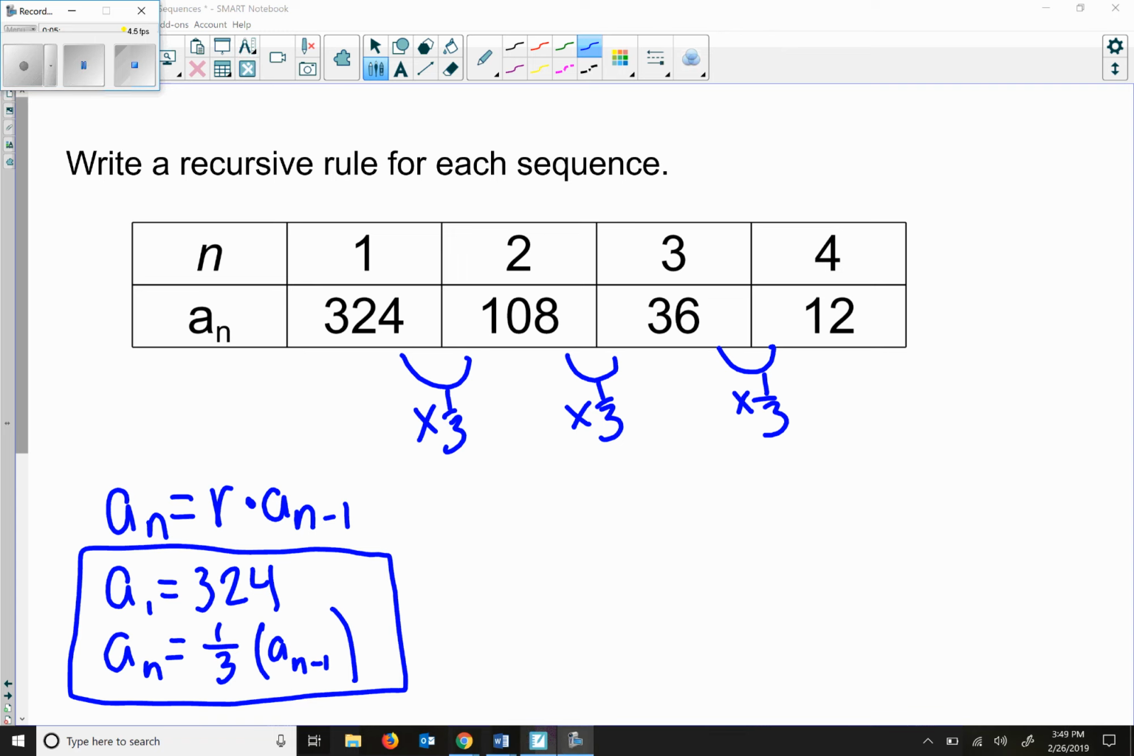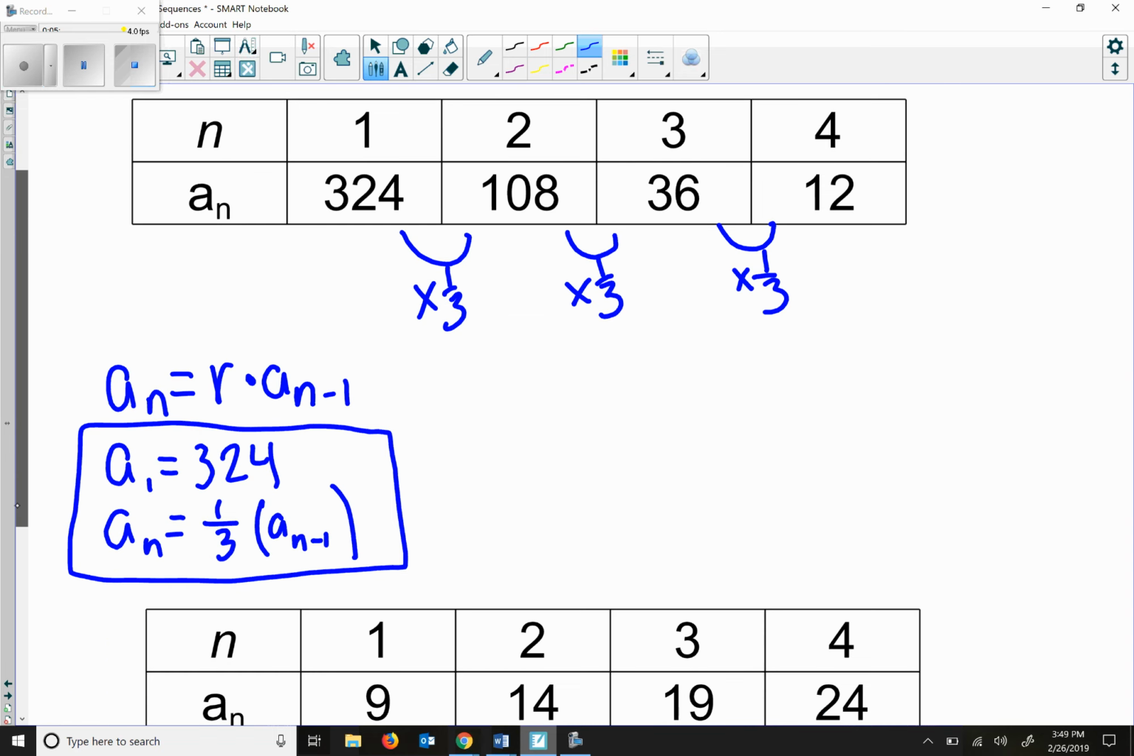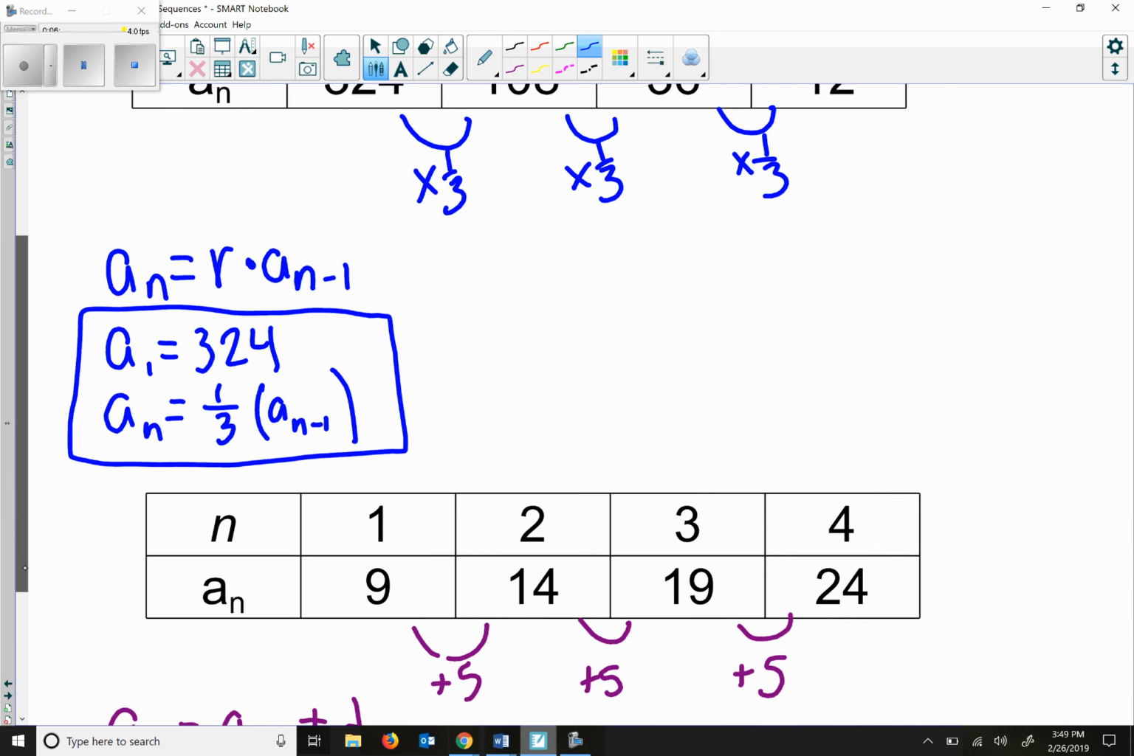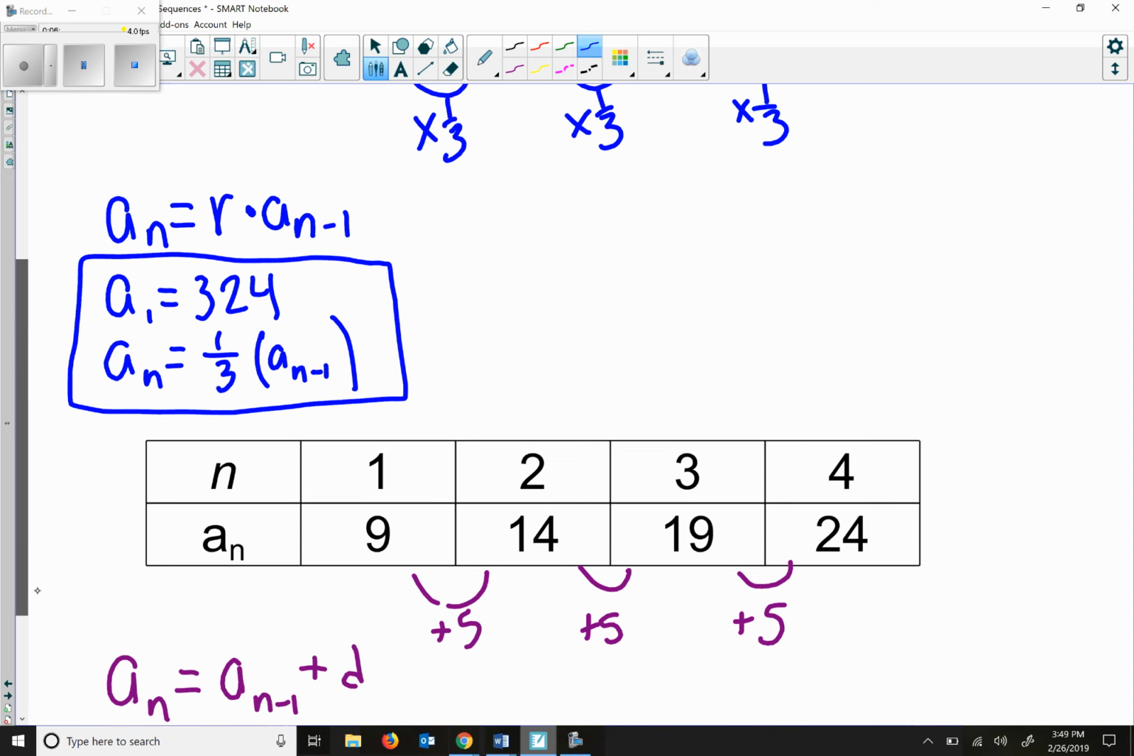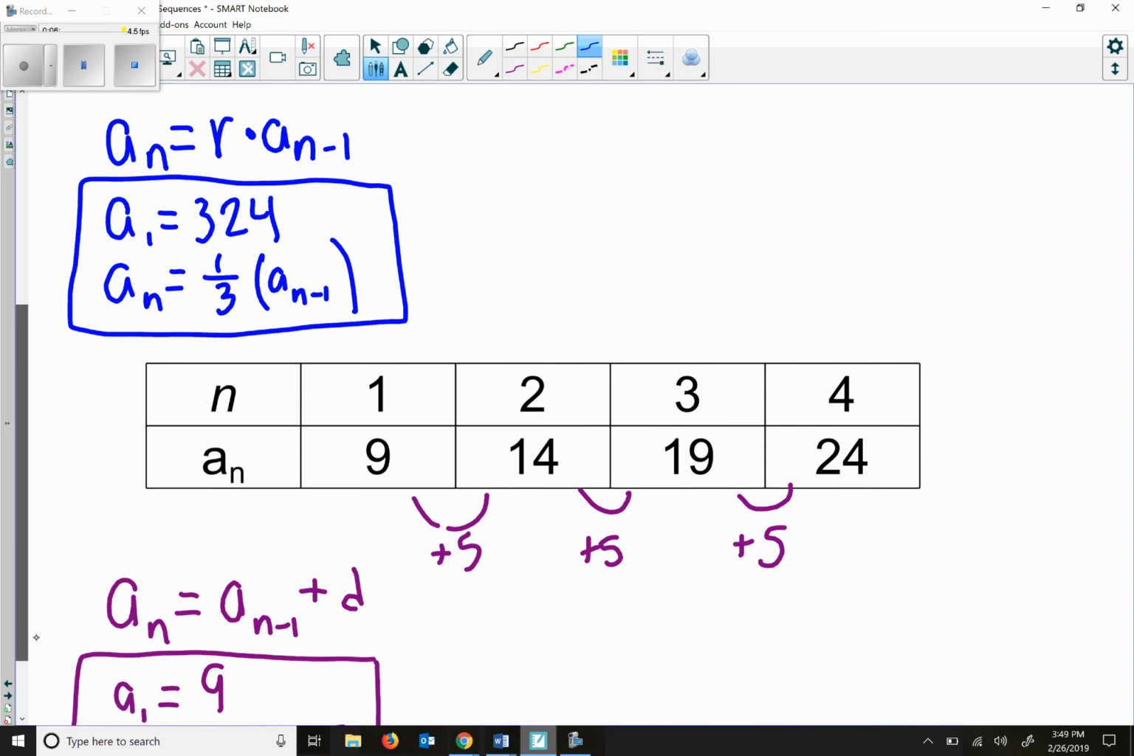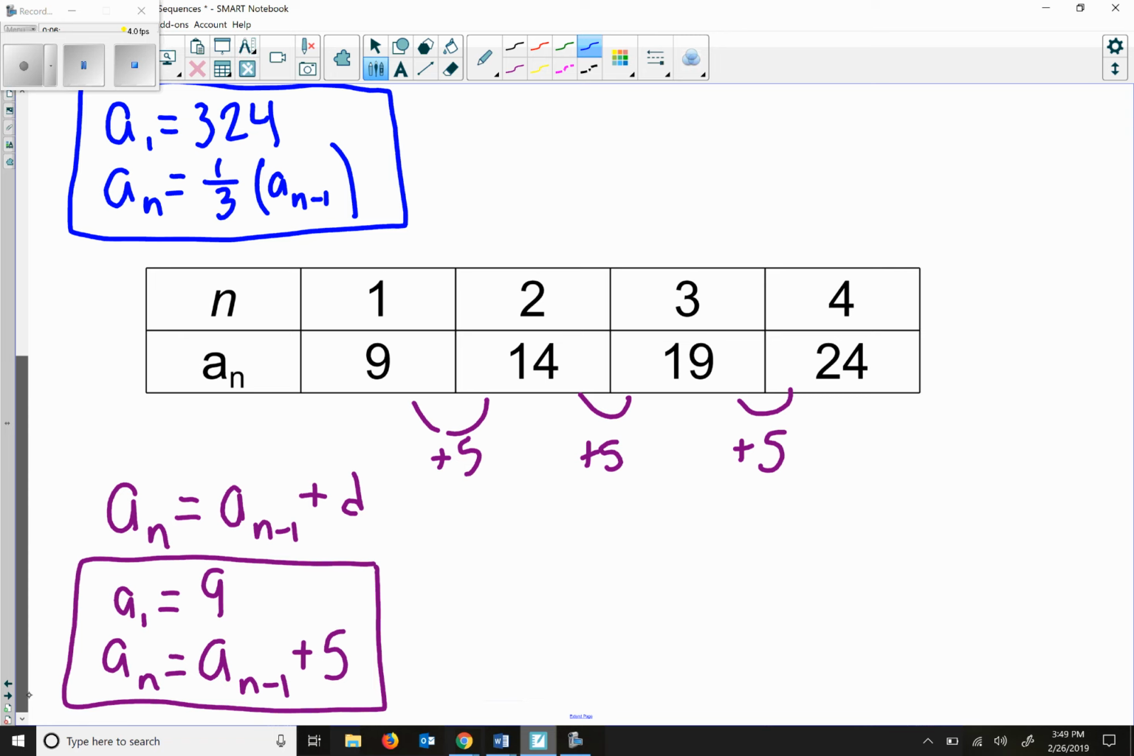Okay, here's our work. For the first one, you're multiplying by 1/3 from each of your terms. That forces you to use a sub n equals r times a sub n minus 1. Make sure you define your first term, and then you come up with your recursive rule. And same thing for the bottom one, except it's arithmetic. So top one is geometric, bottom one is arithmetic because you're adding. And you should be good to go from there.